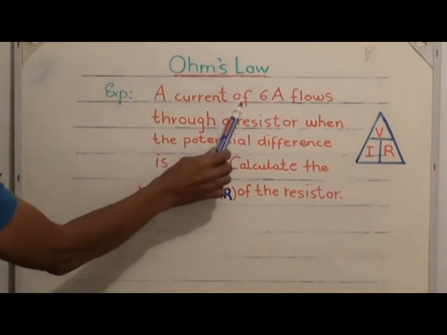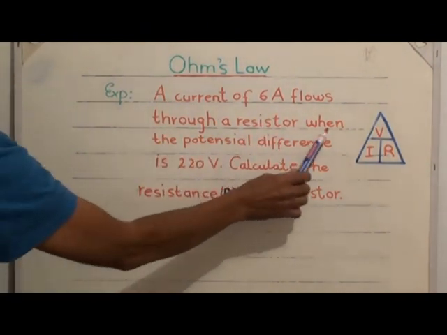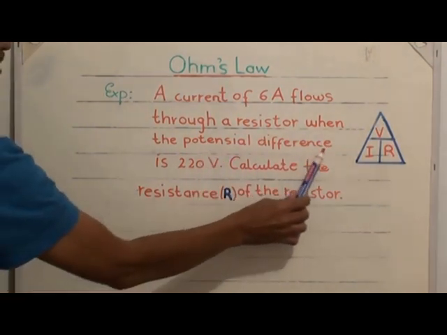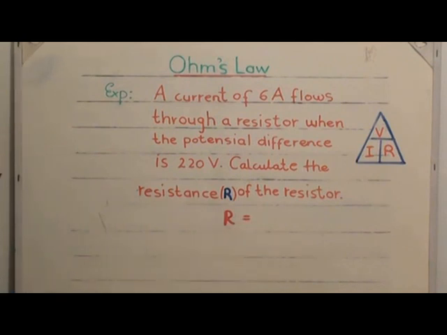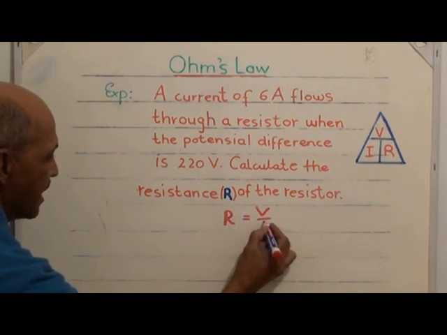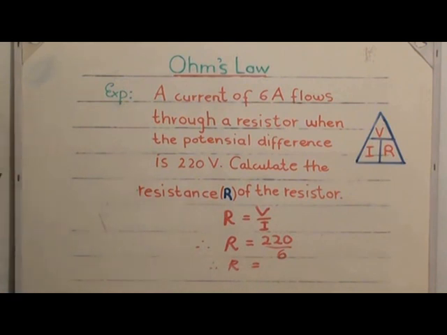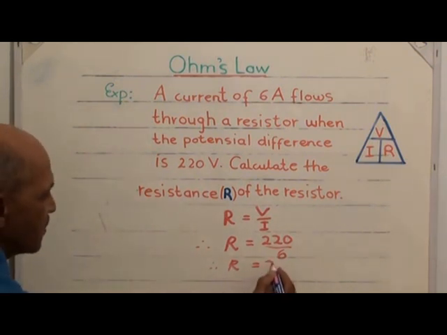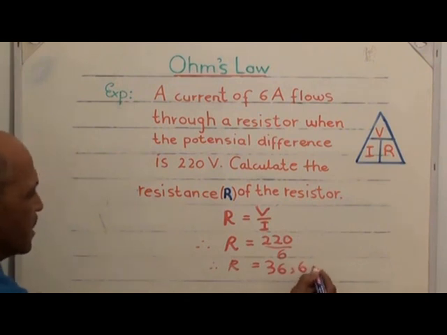A current of 6 amp flows through a resistor when the potential difference is 220 volt. R is equal to V over I, equal to 36,6 ohm.